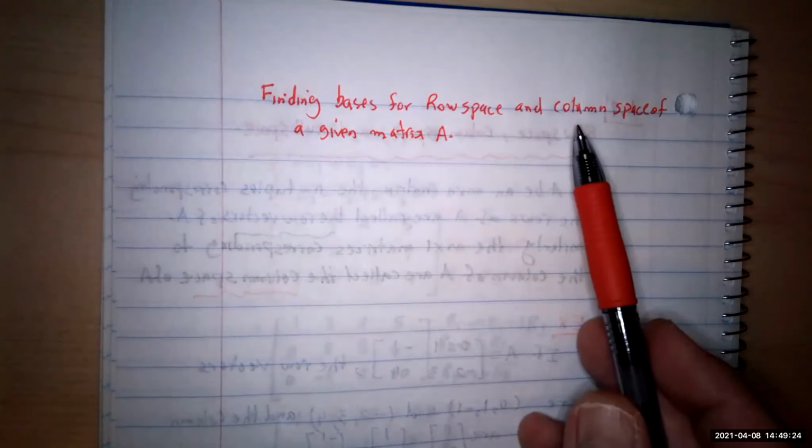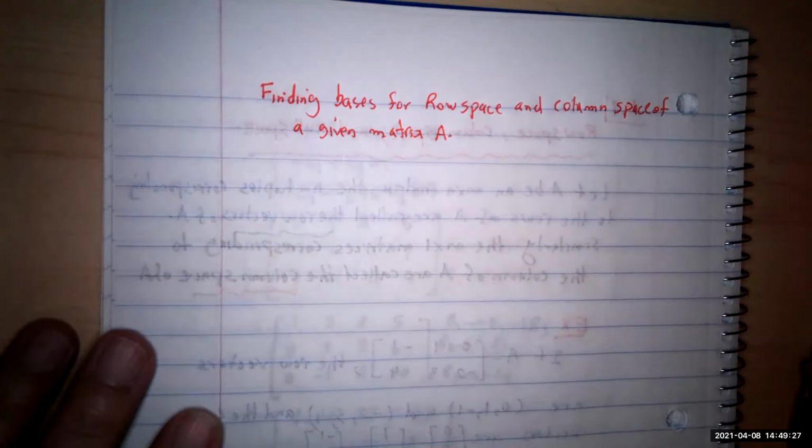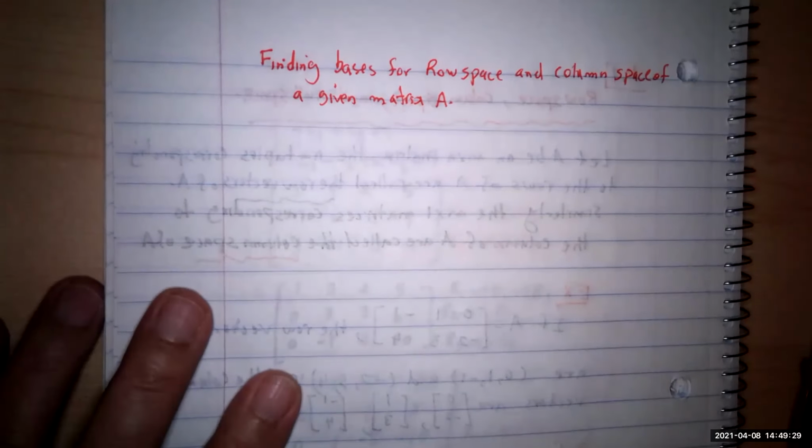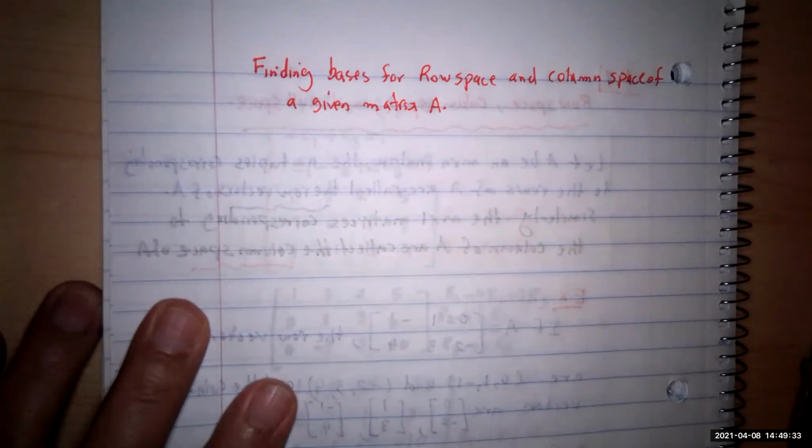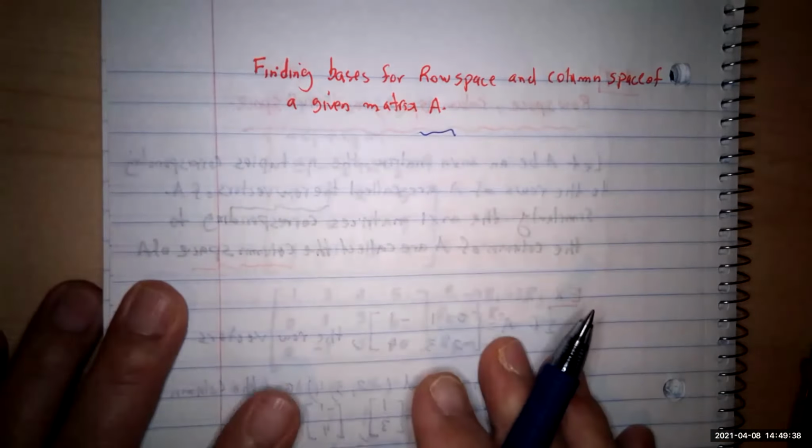So this is the way we're going to do it. First, we change this matrix into the row echelon form. So this is going to be your job. So this is it.